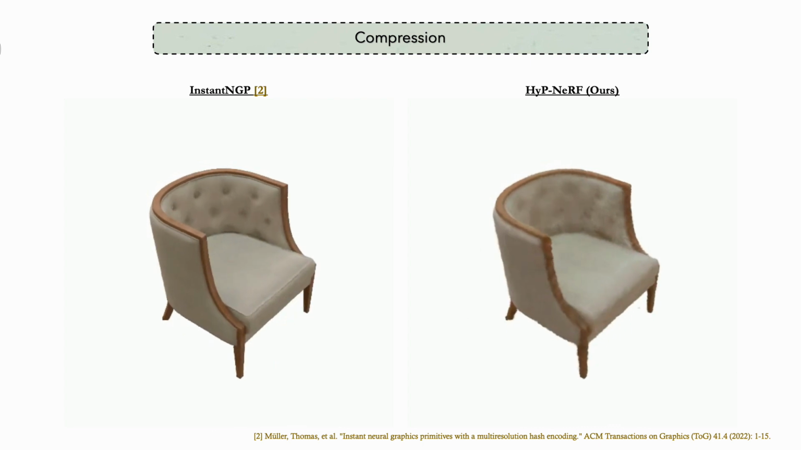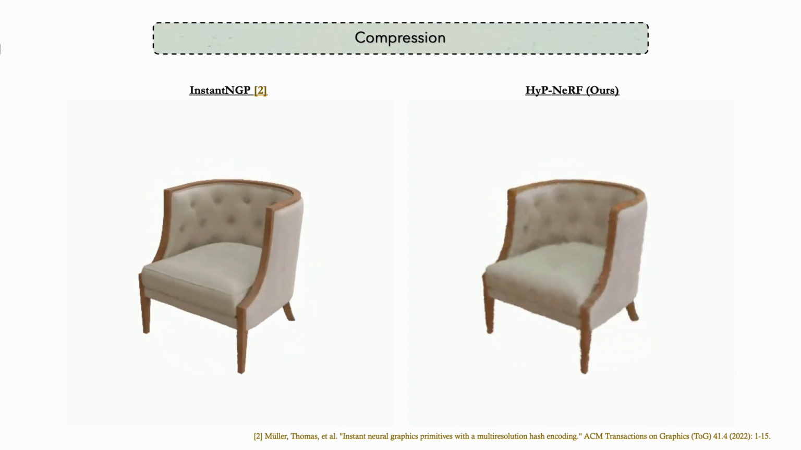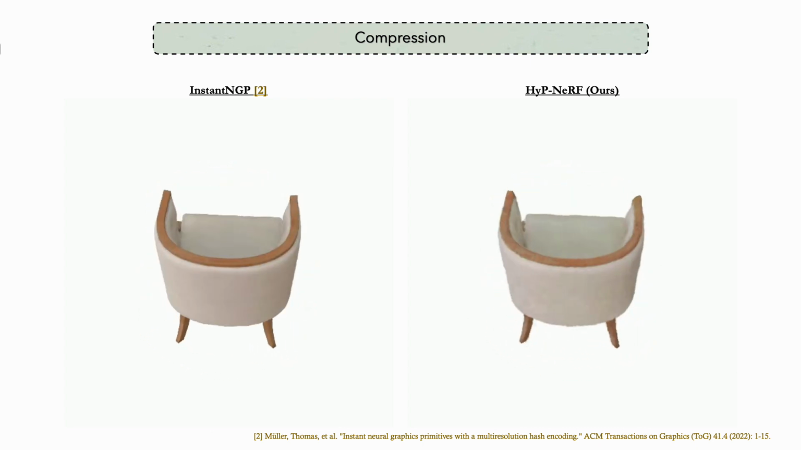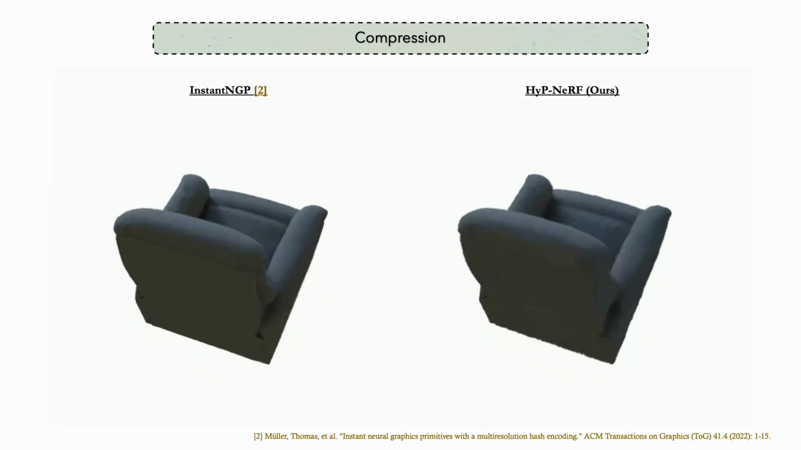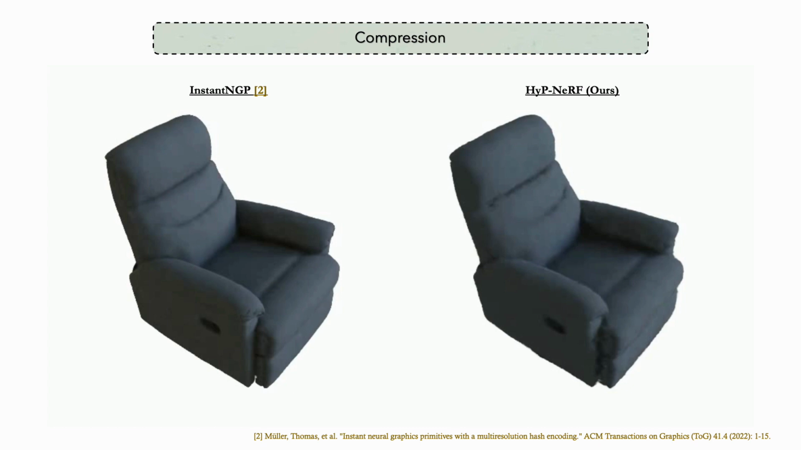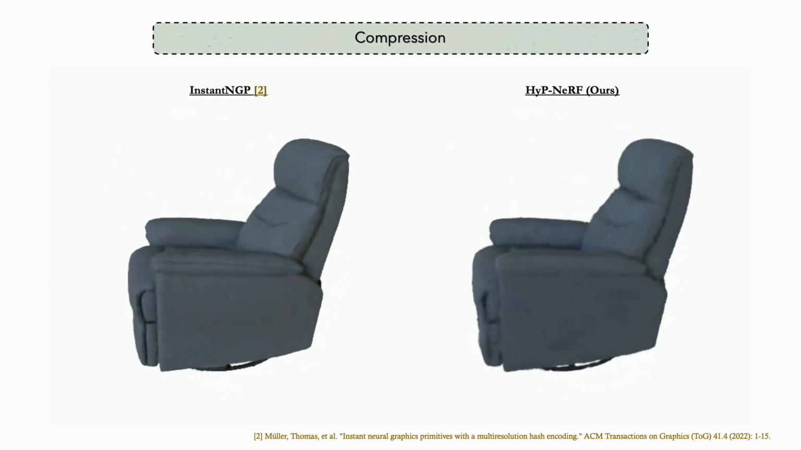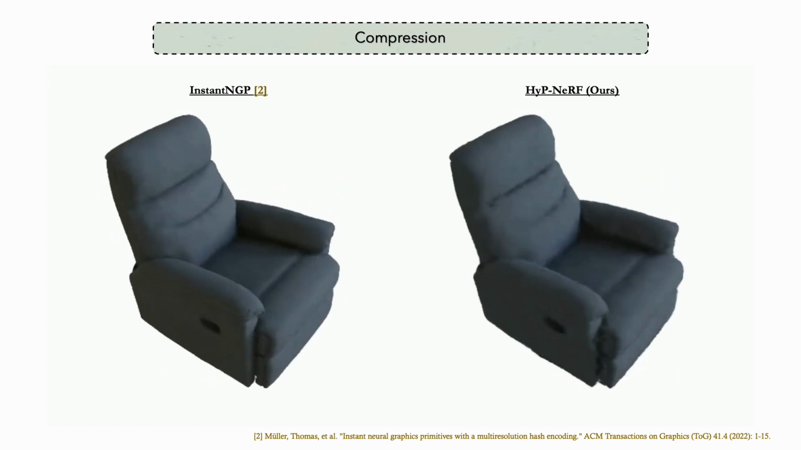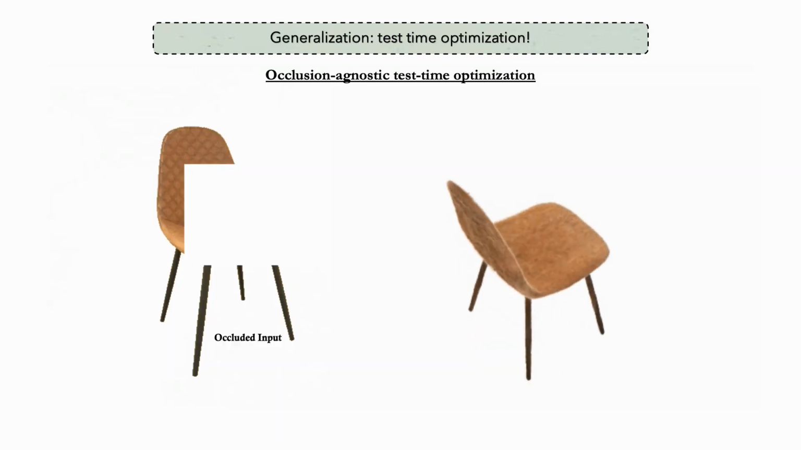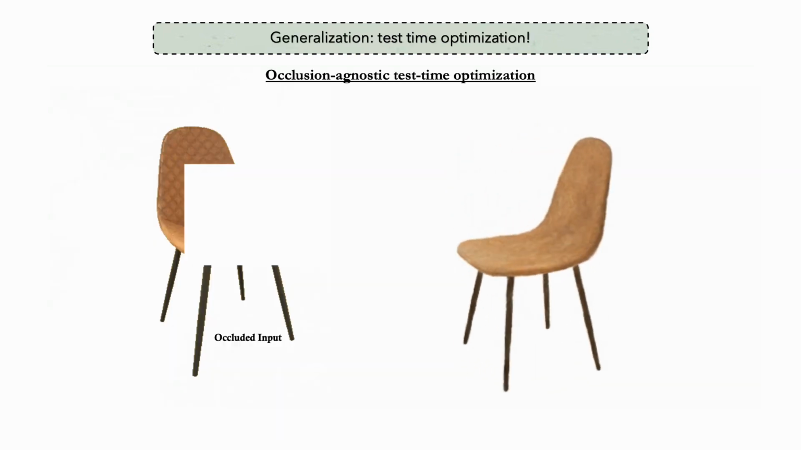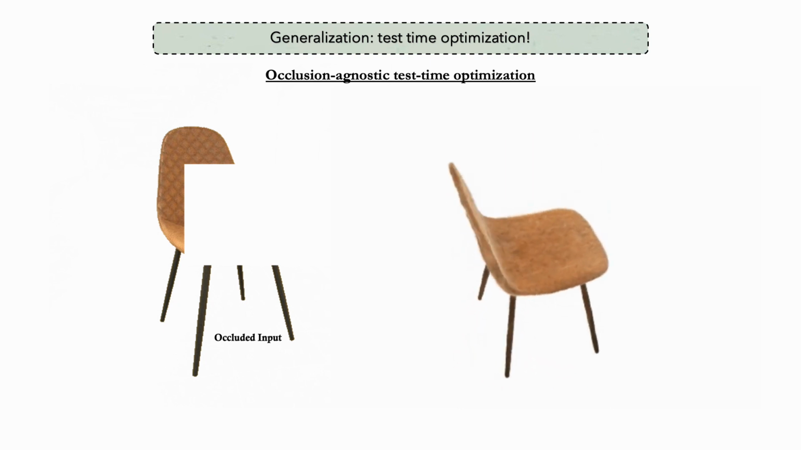We now make some more comparisons with instant NGP that relies on multi-resolution hash encodings to optimize over a single NeRF instance. On the other hand, HyP-NeRF conditionally predicts instance-specific multi-resolution hash encodings and learns a prior over thousands of NeRF instances. We close our supplementary video with additional results of test time optimization.